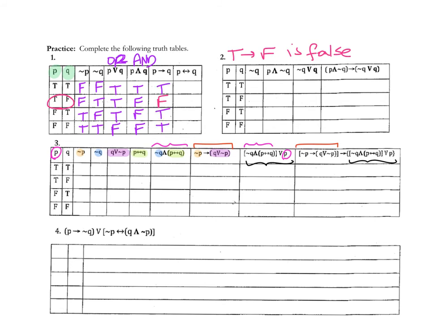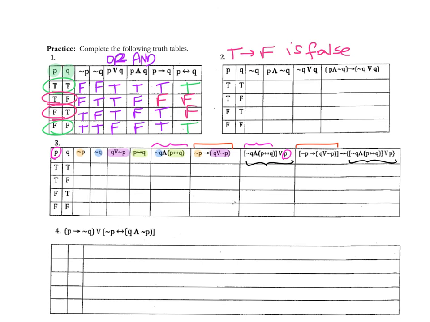And then if and only if, we're going to look back at the first two columns here. And wherever we see the P and Q the same, we're going to make the biconditional true. That's happening here, and that's happening here. And then if they're different, we're going to make them false. So that's a false, and that's a false. Okay, so for the biconditional, if they're the same, it's true. If they're different, it's false.